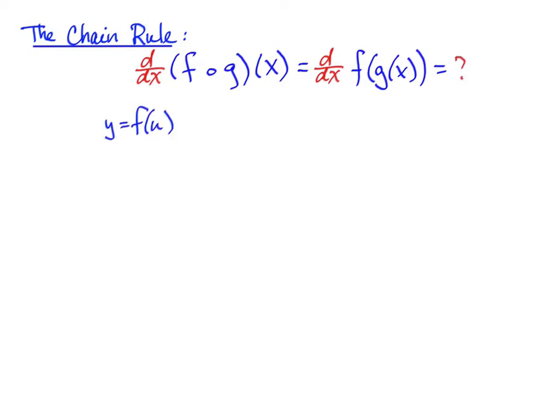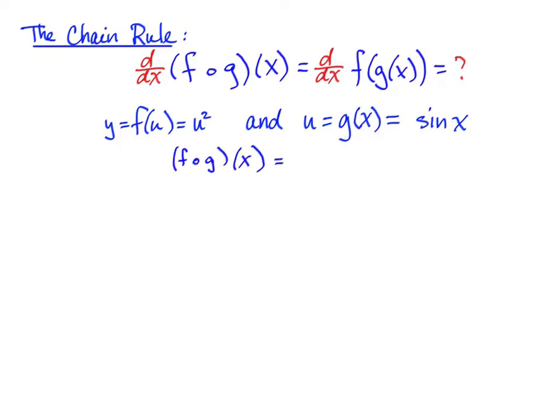Suppose our outside function is a function of u, and it's just the squaring function. And then the inside function is going to be the function of x, and that's the sine of x. So if we compose f composed with g, that's going to be a function of x, because what we're going to do is plug the function g of x into the function f. So it's going to be the sine of x squared, or sine squared of x. Okay, so that's the composite. We're composing the squaring function with the sine function and getting a composite.